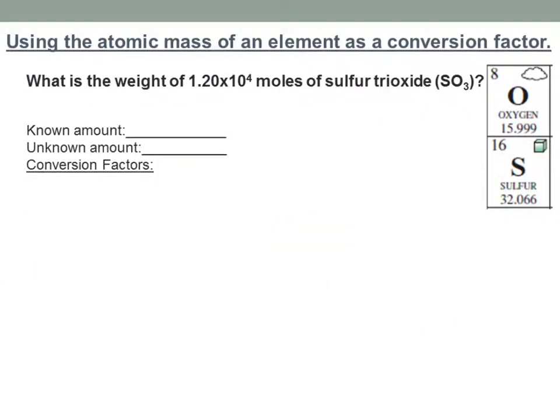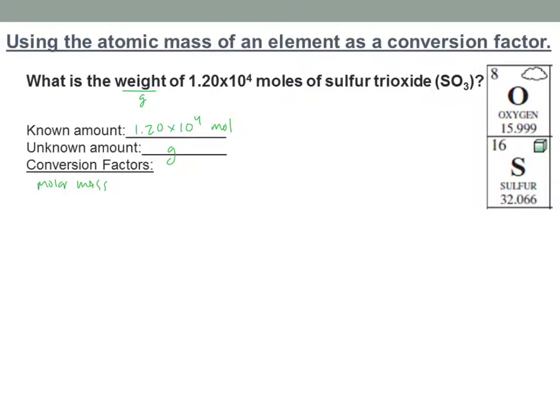So in this one, it's asking what is the weight of 1.20 times 10 to the 4 moles of sulfur trioxide, which is SO3. Now you'll note, it's not an element, I've got multiple elements, I've got this compound here. Process is going to be largely the same, but not identical. So my known amount apparently is 1.20 times 10 to the 4 moles of sulfur trioxide. I am looking for the weight. If it says weight, we know that's grams, because that's how we weigh things in science. So I've got grams. And then for my conversion factors, I know that I need that molar mass again. I need to find that molar mass.